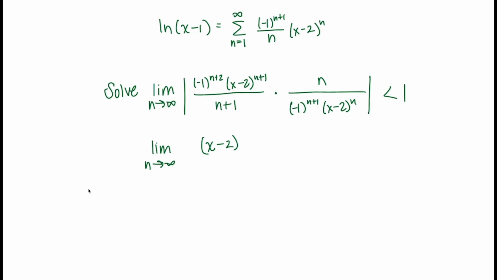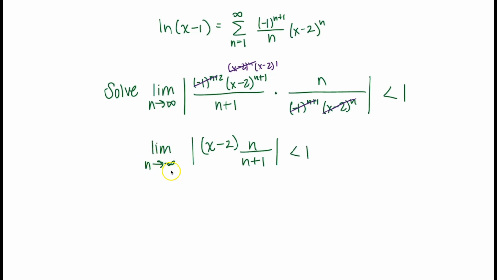So let's go ahead and come up here and just simplify. This is going to be (x minus 2) to the n over (x minus 2) to the first, and the (x minus 2) to the n's cancel. Again, we're basically ignoring the alternating factors because of the absolute value bars. And we still have n over n plus 1, and we still have these absolute value bars here. When is this less than 1?